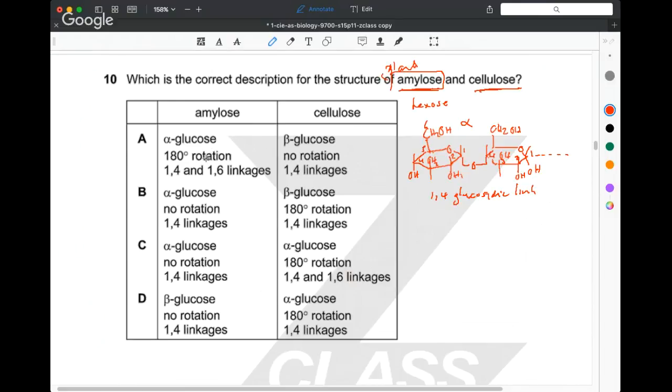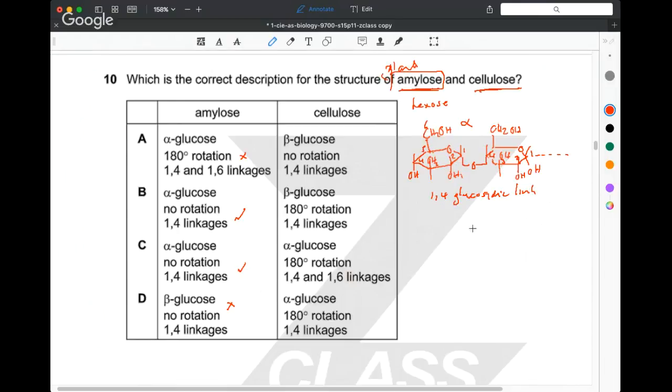Well, this one talks about a rotation and 1,4 1,6 linkages. Well, that's wrong, isn't it? Now this one, alpha glucose, no rotation, 1,4 linkages. That looks good. Alpha glucose, no rotation, 1,4 linkages. That looks good. Beta glucose, no rotation, 1,4 linkages. Well, that's wrong, isn't it? So just by process of elimination, after considering amylose, we've got down to either B or C as the answer. So that's amylose.